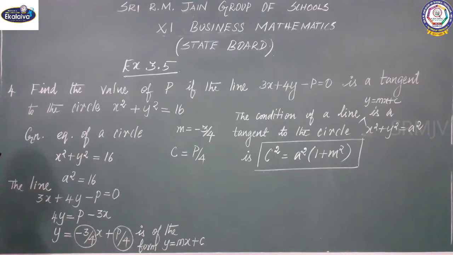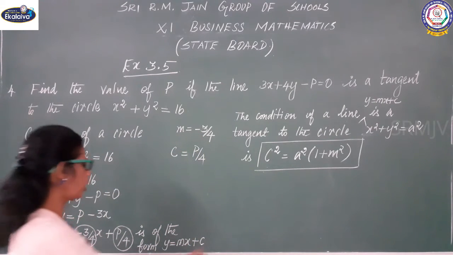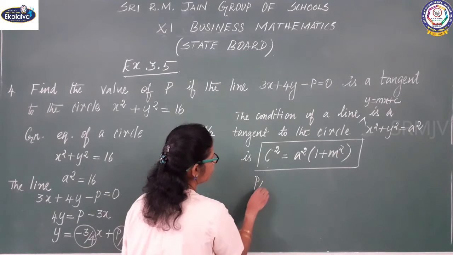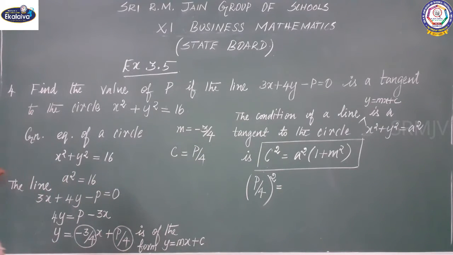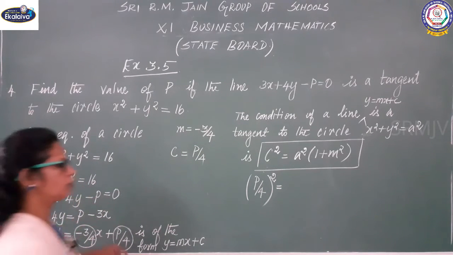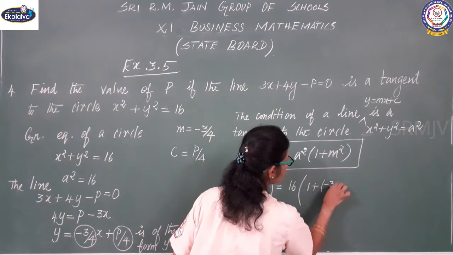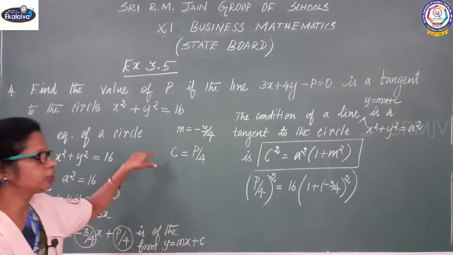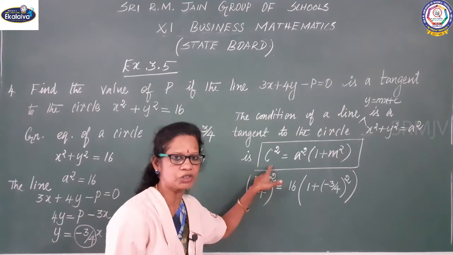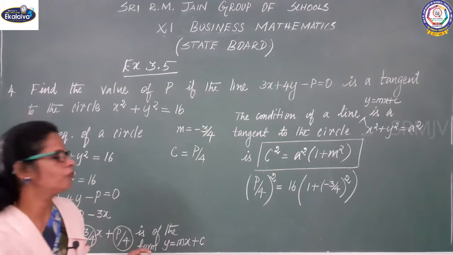Now you know the value of c, a and m, which you are going to substitute. Using that we can calculate what is p, right? C is p by 4, the whole square, equal to, what is your a square? A square is 16, into 1 plus minus 3 by 4 the whole square, right? If the line is a tangent to the circle, it should satisfy the condition. In that you substitute the c value, a value and m value.